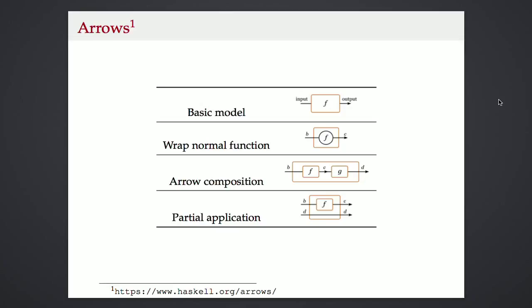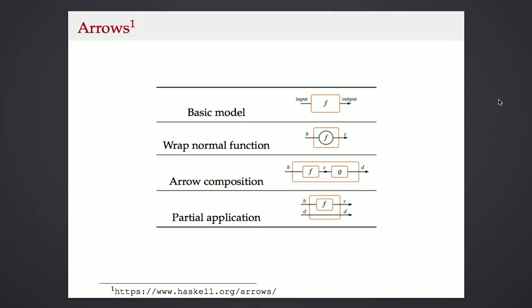We can compose arrows, so if we have an arrow f from b to c and an arrow g from c to d, we can compose them to make a new arrow that goes from b to d. Very basic, kind of like function composition. We won't go into detail about this, but we can also do partial application. This is interesting because it allows us to keep and remember the input to our functions. Imagine that we want to apply B to f to get a C, but we also want to remember the B value that we put in. That's very difficult to do, but with this sort of partial application, if we apply the same value to both inputs, we'll remember what we gave f.